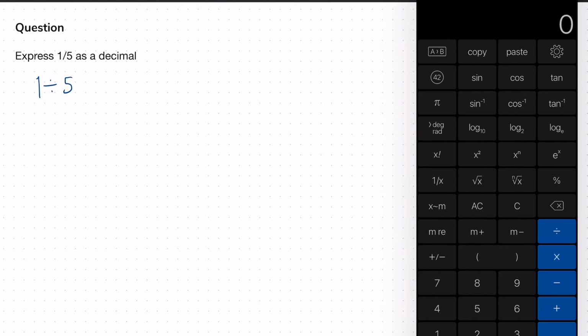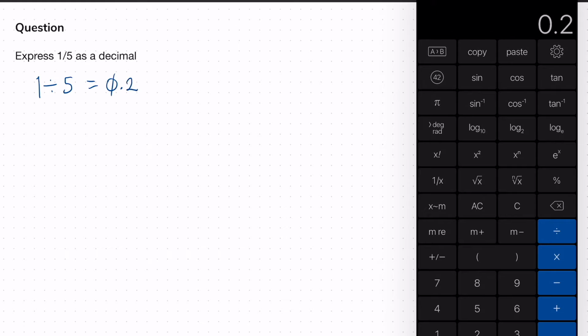So the first fraction I have here is 1/5, and it's asking me to express it as a decimal. Immediately, what I want to do is put it in the calculator. So what I'm going to do is put 1 divided by 5, because remember a fraction is just 1 out of 5. That's what that line means, it means out of. So 1 divided by 5 is 0.2.